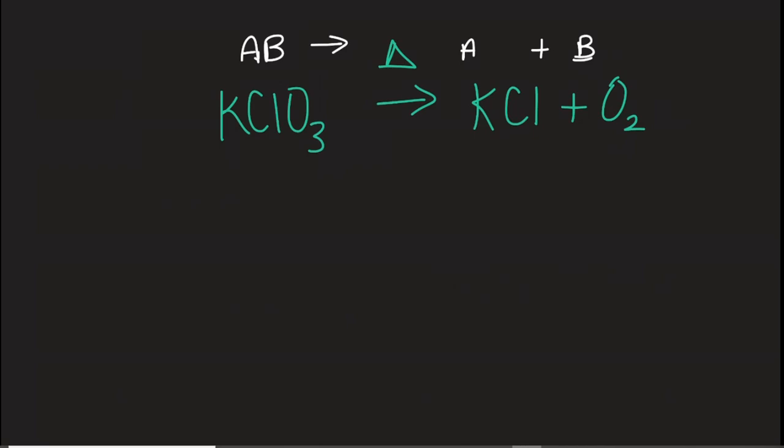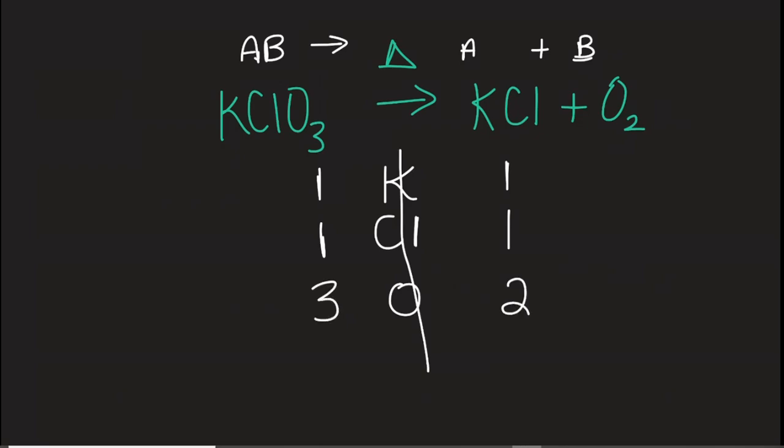So I'm going to go ahead and draw my line down the middle. We have some potassium, we have chlorine, and we have oxygen. So looking at both sides, I see that I have one potassium on this side, one on that side. I have one chlorine on the reactant side. I have one chlorine on the product side. So everything's good so far. Okay, oxygen, I have 3 over here and 2 over on this side.